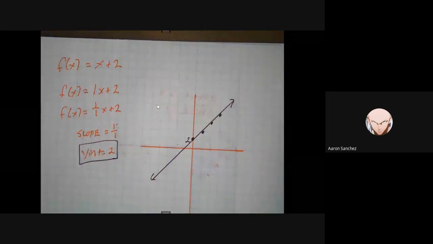I'm going to stop there for a little bit. I'm going fast. Hopefully that helps. Make sure you can graph these.